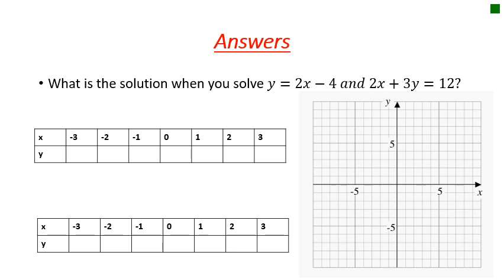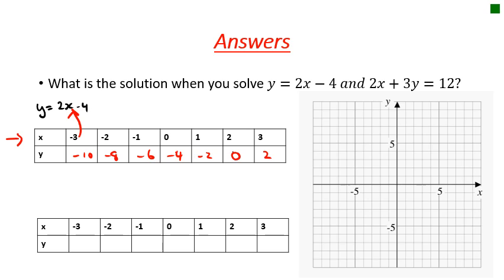First thing I want to do is plot the first equation in this first table here. So we've got the equation y equals 2x take 4, and I want to plot that on this table by substituting the x value in where the x is and then getting my answer. So my first answer is going to be minus 10, because minus 3 times 2 is minus 6, take 4 is minus 10. The next answer is going to be minus 8, then minus 6, then minus 4, then minus 2, 0, and then 2. Okay, and they're going to be my answers.